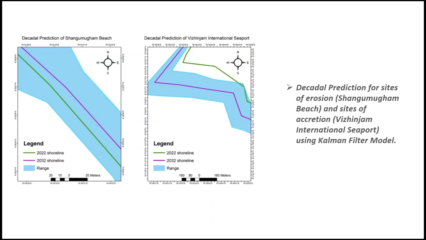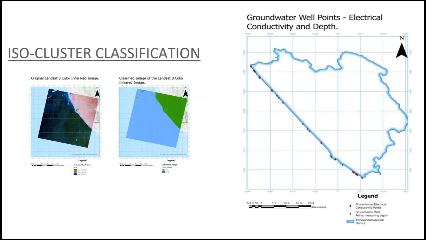This is basically an example of isocluster classification, where we have classified the Landsat image on the left-hand side, because you can see it's a false color infrared image. We have classified it into land and sea, basically only two clusters. And finally, we will analyze this data with our groundwater data.